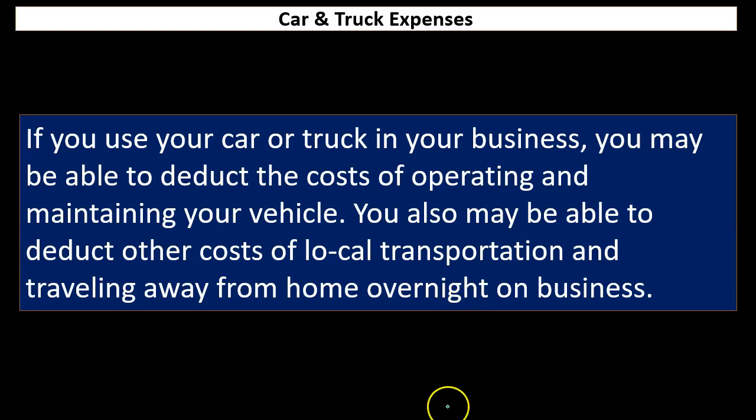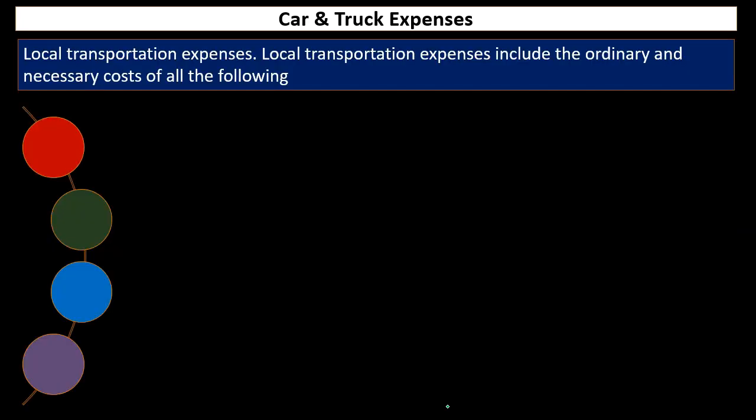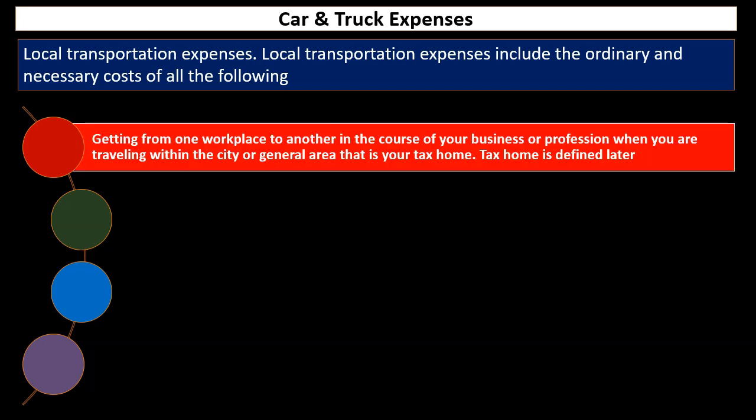Car and truck expenses. If you use your car or truck in your business, you may be able to deduct the cost of operating and maintaining your vehicle. You also may be able to deduct other costs of local transportation and traveling away from home overnight on business. Car and truck expenses. Local transportation expenses. Local transportation expenses include the ordinary and necessary costs of the following: getting from one workplace to another in the course of your business or profession when you are traveling within the city or general area that is your tax home. Tax home is defined later.